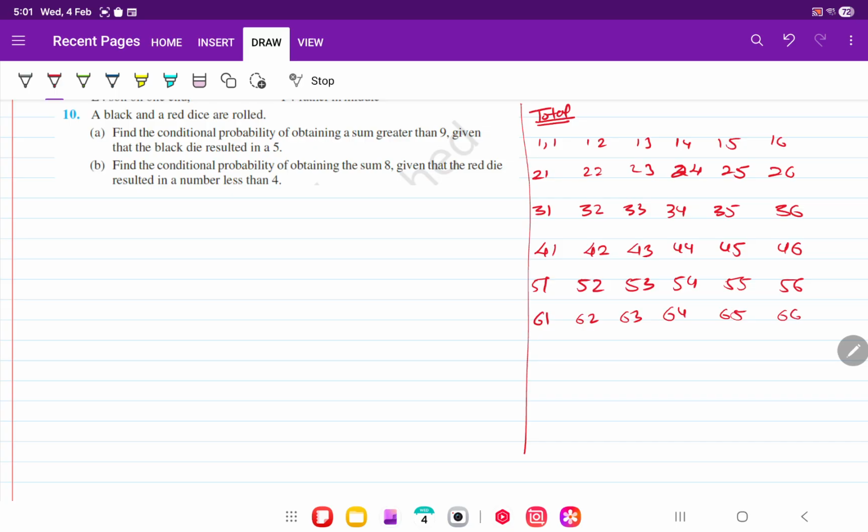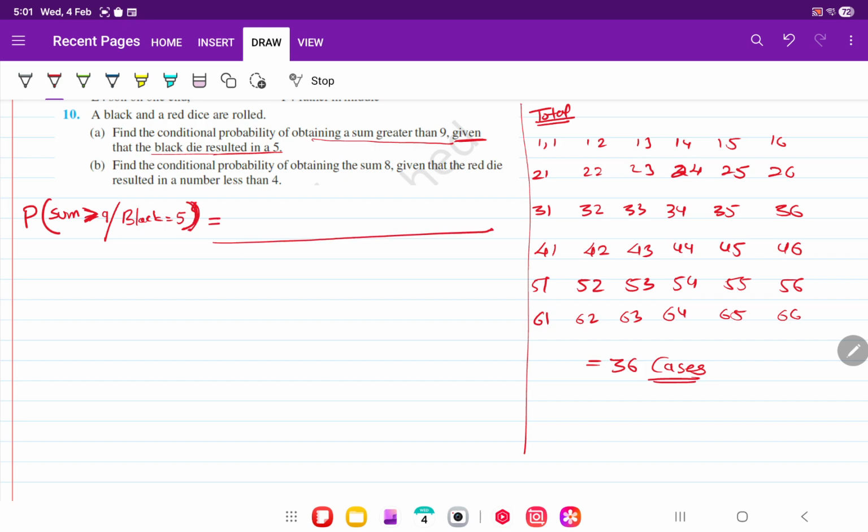So how many total cases are there for the event? This is for the event, not for which is favorable, not for which is the condition. This is total cases. So total are 36 cases. So all 36 we are not going to take, correct? Because we have to find the probability of obtaining a sum more than 9, given the condition that the black die shows 5. Sum is more than 9, only more than 9, not equal. Condition is black die has number 5. So we need the probability of this conditional.